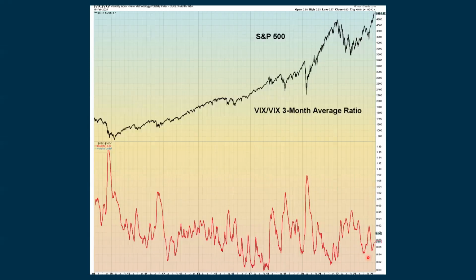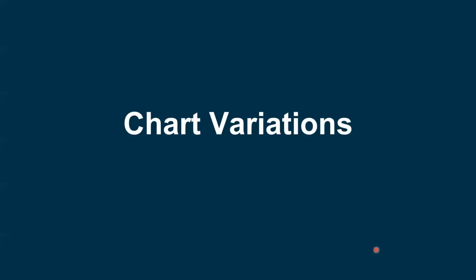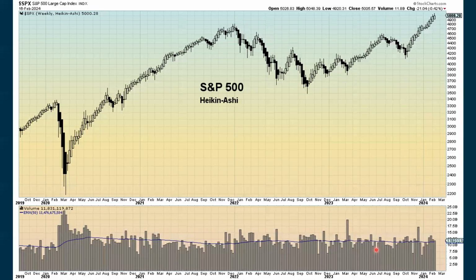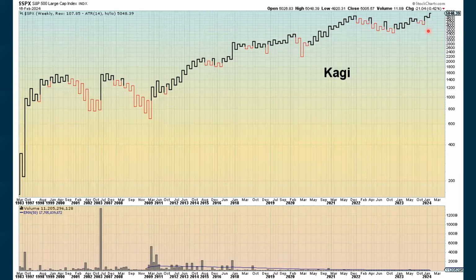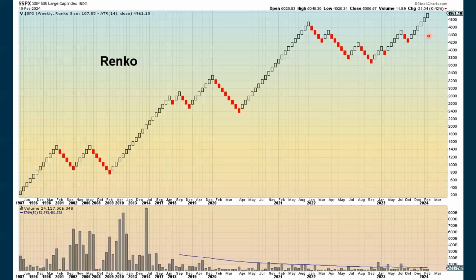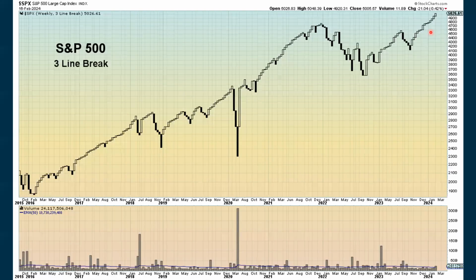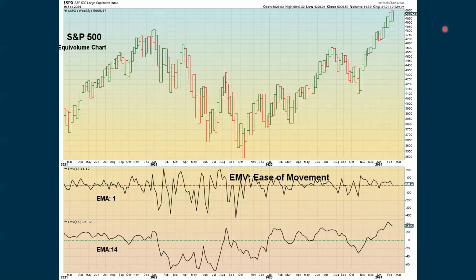Also, we're going back up with our VIX and then our 3-month average of the VIX. It's more positive when it's coming down. The fact that it continues to go up is a warning sign. And then looking at our weekly versions of the Heiken Ashi, we continue to be positive there. We're positive with the Kegi chart since we're pointing up with a black bar. We're positive with the Renko chart, and we're positive with the 3-line break.